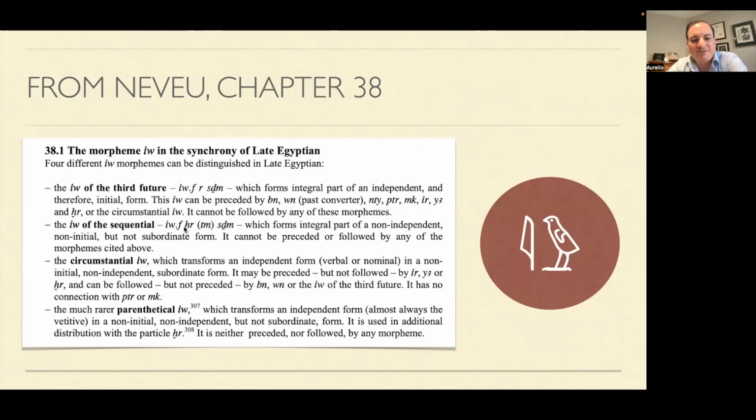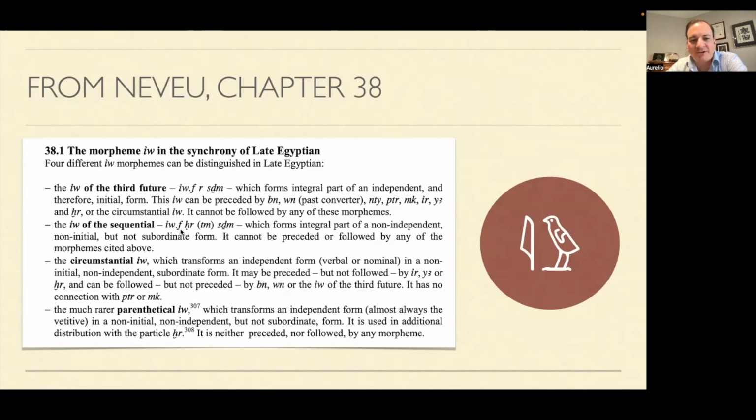Then there's the iw.f hr sdm.f. He, upon hearing, he's hearing, in other words, or as he is hearing, the sequential. We had that a lot in past tense narration. What's special about this one? Basically, it's non-independent. You have a whole sequence of these. There's another verb form that starts the sentence, as could be, for example, one of the contingent forms, like ir, when, in, and whatnot.